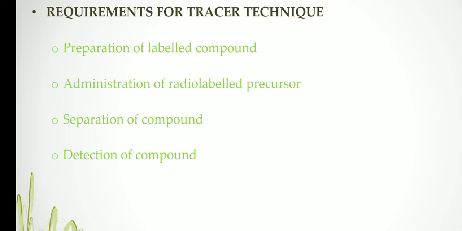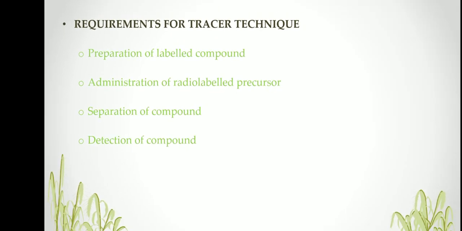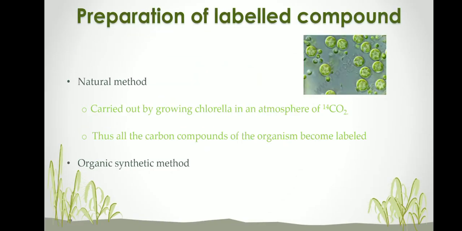So first one is preparation of labeled compound. The labeled compound can be prepared either in natural method or by any organic synthetic method. First about natural method. This radio labeling can be carried out by growing chlorella in an atmosphere of 14 carbon dioxide. That is here the carbon.